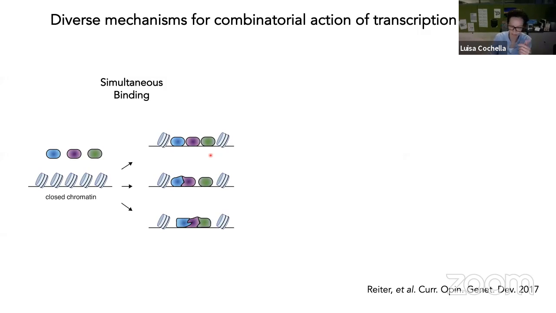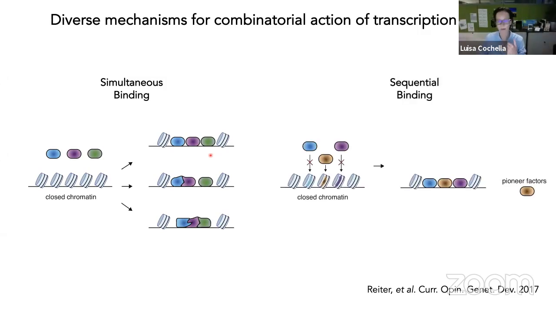In perhaps a similar mechanism, but in a sequential fashion, is the mechanism by which so-called pioneer factors cooperate with other transcription factors. Pioneer factors are described by their ability to bind to nucleosomal DNA, thereby removing those nucleosomes and opening up the binding site so that other transcription factors can now also bind. So all of these mechanisms enable this cooperative action of transcription factors. But all of these mechanisms require that these cooperating transcription factors are present in the same cell at the same time, on the same piece of DNA at the same time.